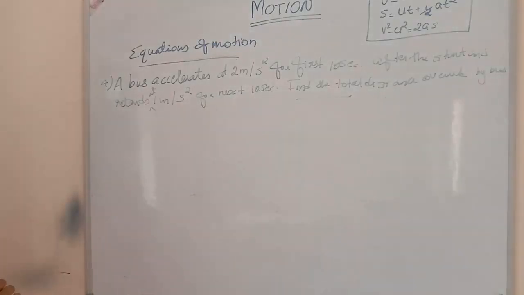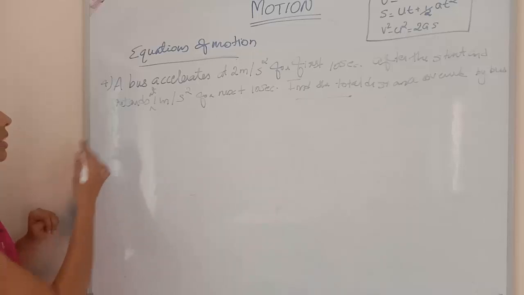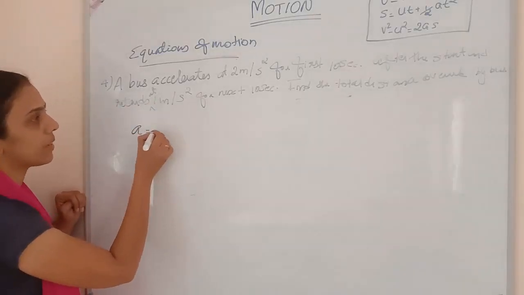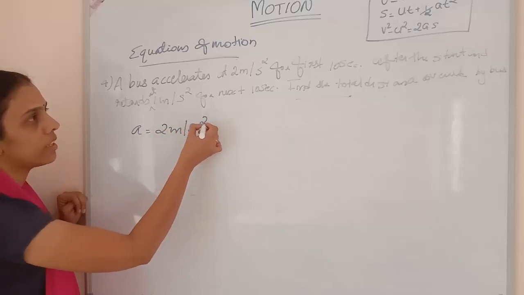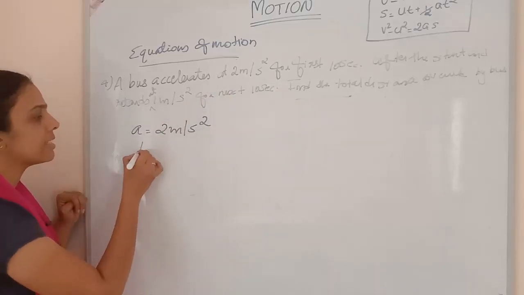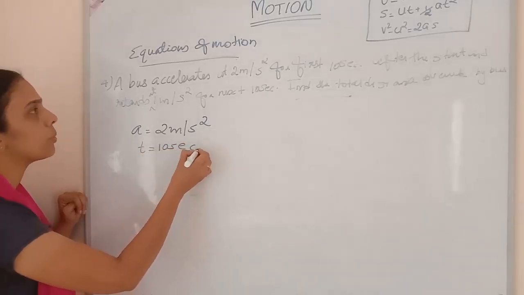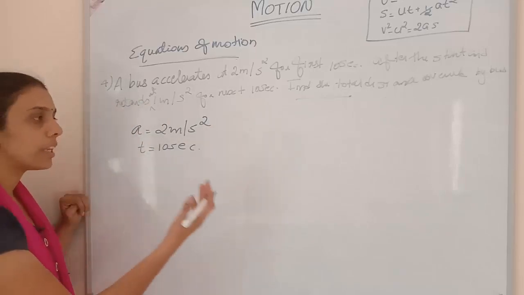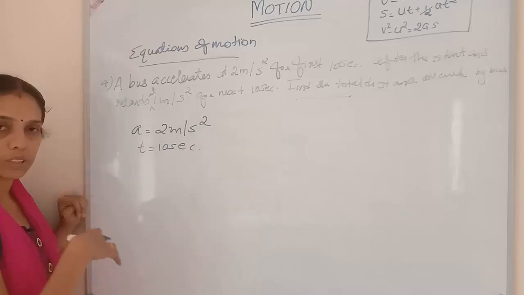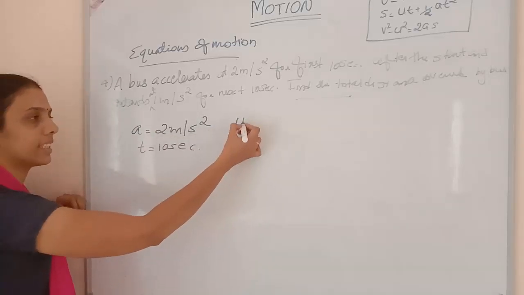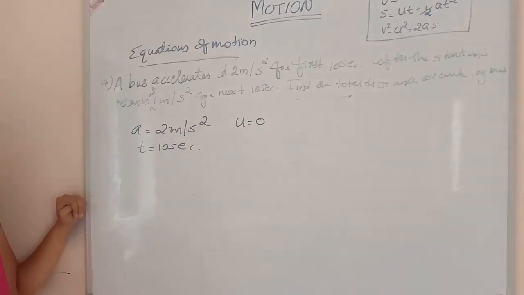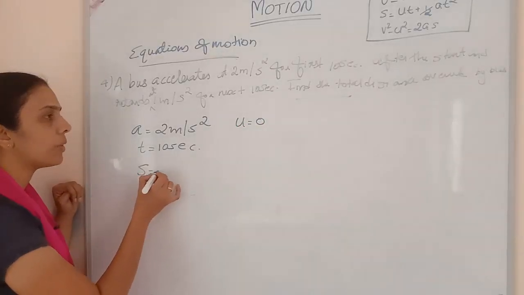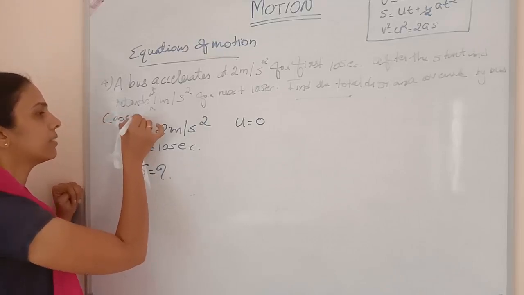Okay, so how can we find out the total distance covered? What are the data given in the first case and the second case? Here we can consider it as two cases. In the first one, acceleration is given as 2 meter per second square for the first 10 seconds, t equals 10 seconds. It is accelerating only. Initially we consider the bus to be at rest, so initial velocity is 0. We need to find out the distance covered. How can we find out the distance? This is case 1.